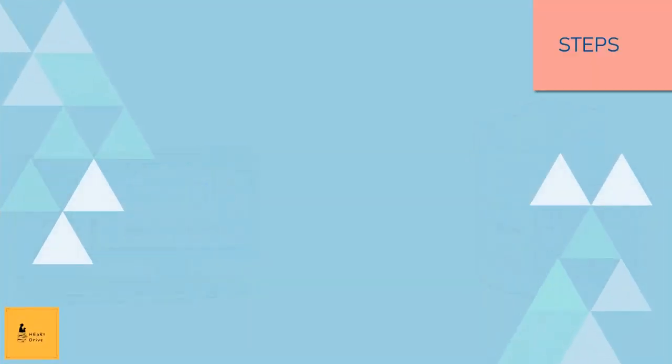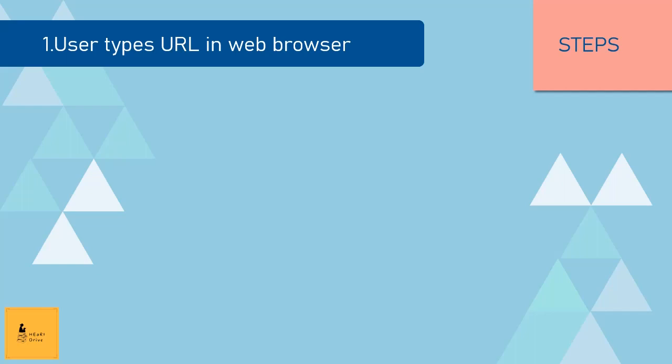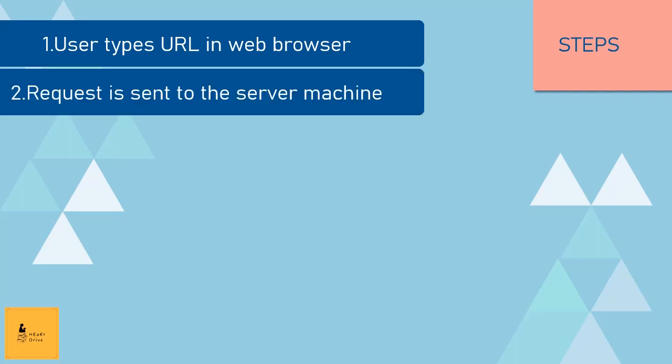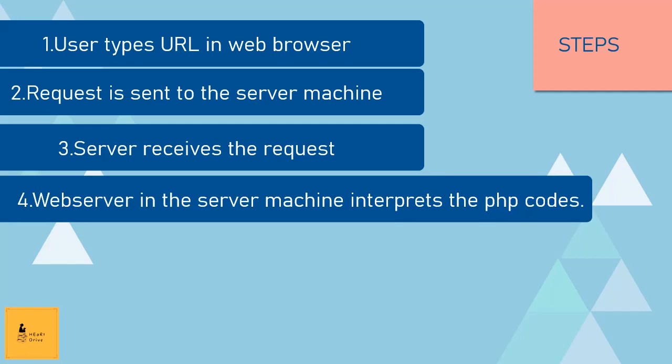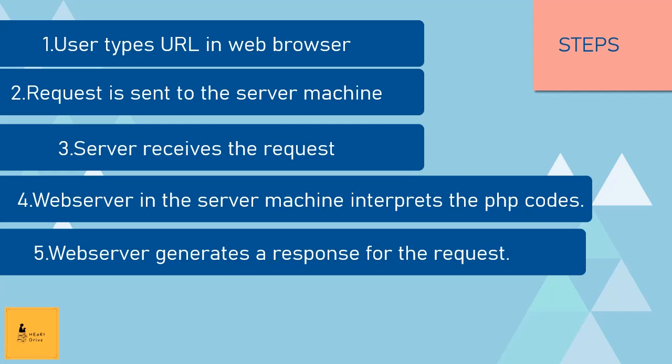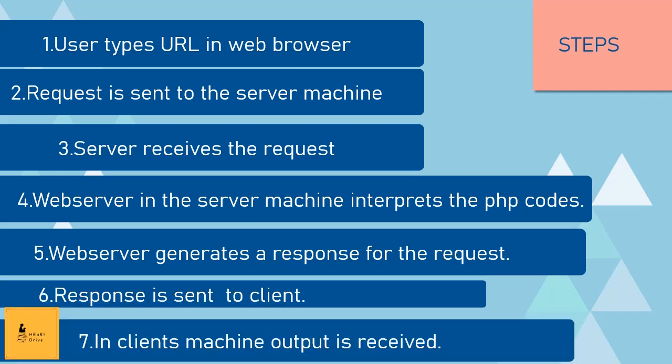Let's see the working in steps. Step 1. User types URL in web browser. Step 2. Request is sent to server machine. Step 3. Server receives request. Step 4. Web server in the server machine interprets the PHP codes. Step 5. Web server generates a response for the request. Step 6. Response is sent to the client. Step 7. In client's machine, output is received.